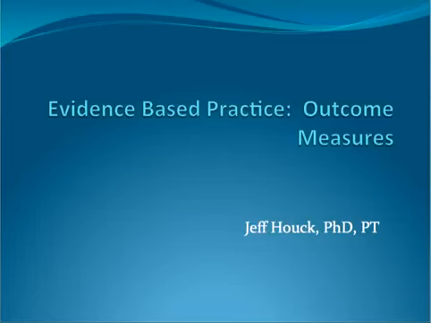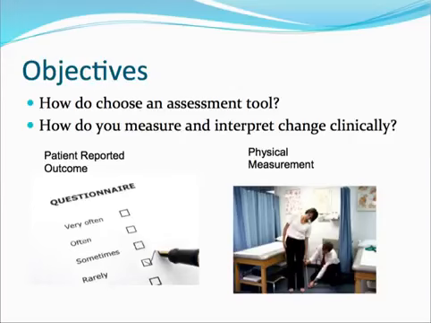So this section is about choosing an outcome measure and why we might want to use it clinically. Outcome measures are tools that we use to assess a person's change, and so they're sometimes called assessment tools. Sometimes they're physical measurements, as you see here on the right, or they're paper and pencil tests, here on the left.